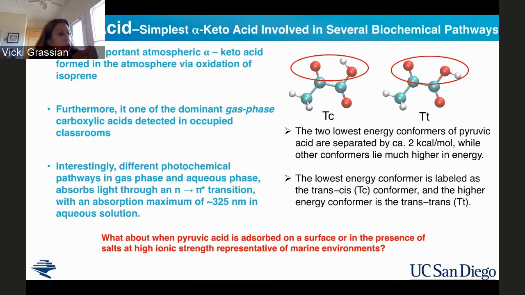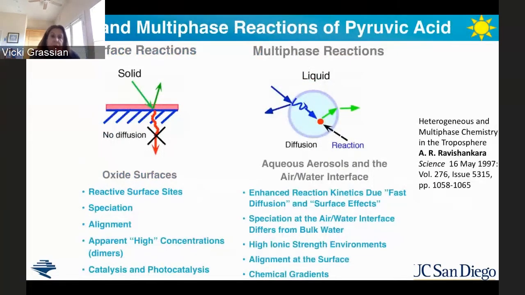So the question that we were asking, we had a few of them, but what happens when pyruvic acid is adsorbed on a surface or in the presence of salts at high ionic strength in solution, representative of marine environments, and you'll see in a little bit why we're interested in marine environments. So really what I want to do is talk about surface and multiphase reactions of pyruvic acid.